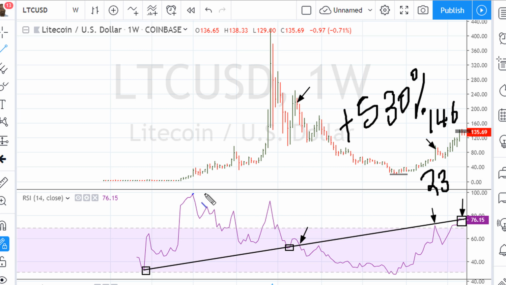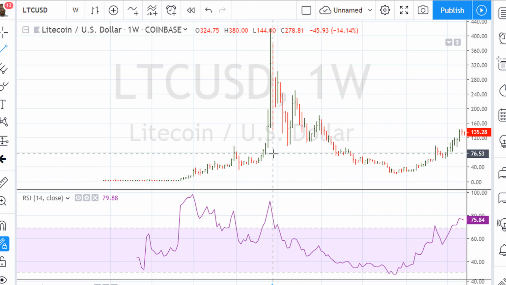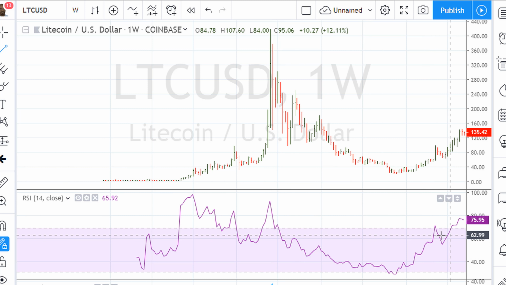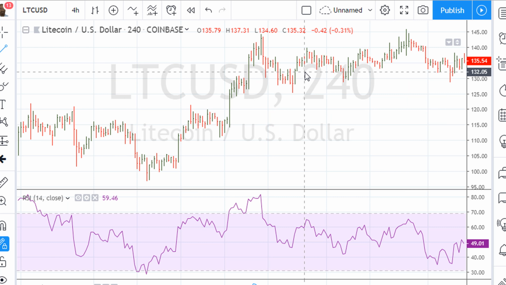Take a look at the RSI top side on Litecoin. This is a perfect resistance setup here. You got top side, and now we've hit that line, and now we are coiling down as far as Litecoin is concerned. So I would say on a weekly chart, this is a concern for those who are bullish on the cryptos. Take a look at the 4 hourly.